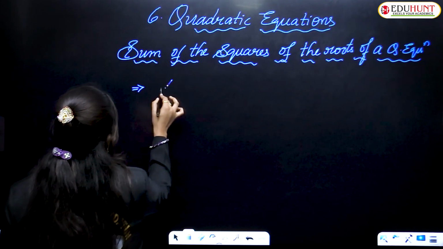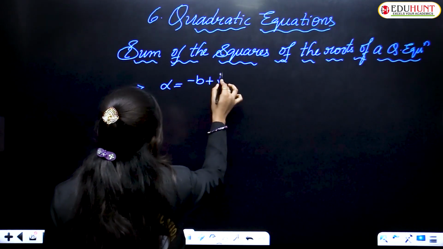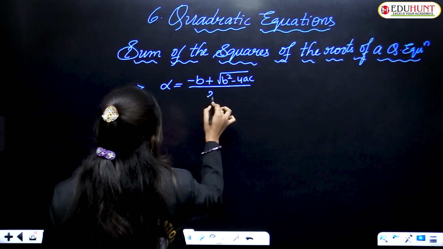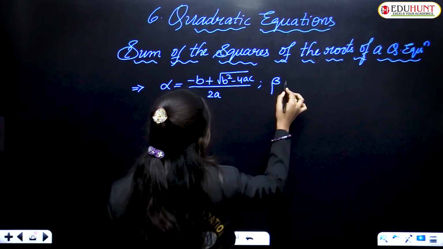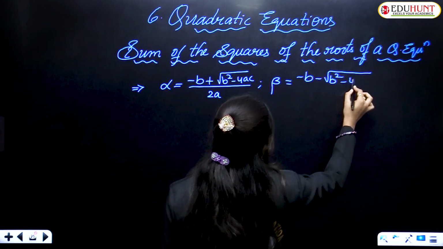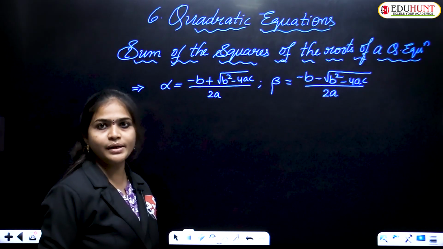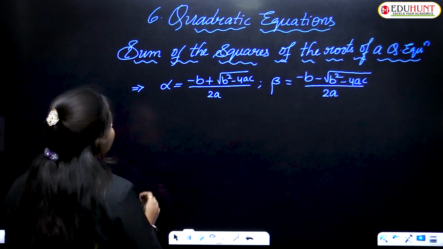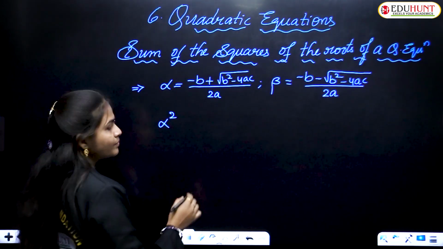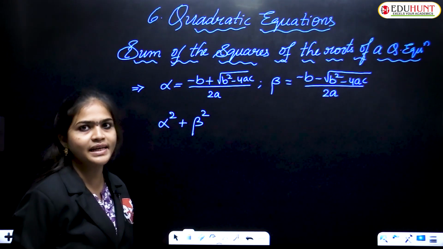Here we know alpha and beta. Alpha is equal to minus b plus square root of b square minus 4ac by 2a, and beta is equal to minus b minus square root of b square minus 4ac by 2a. Now the sum of the squares of the roots: the square of one root is alpha square, and the square of the other root is beta square. Their sum means alpha square plus beta square.